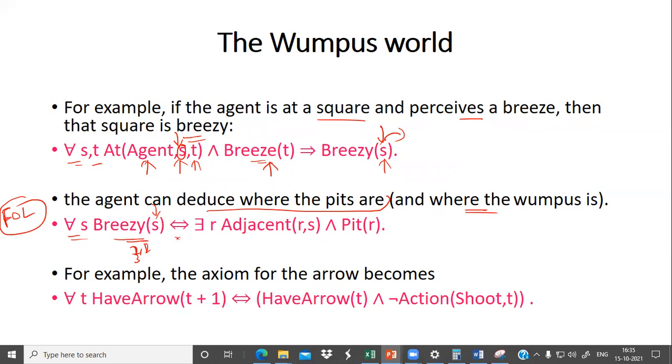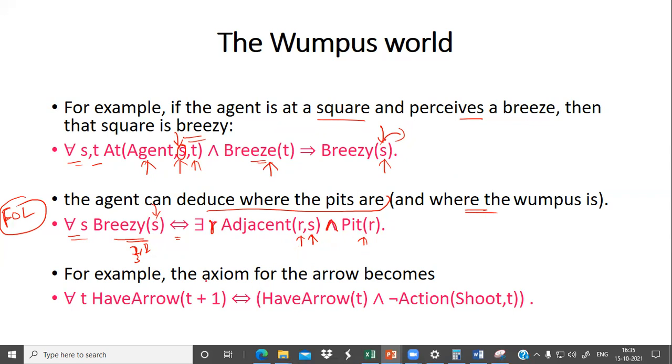Then it's bidirectionally equivalent to: there exists an r such that r is adjacent to s and there is a pit at r. Okay. So breeze of s is bidirectionally equivalent to saying that there exists an r such that r is adjacent to s and r contains a pit.